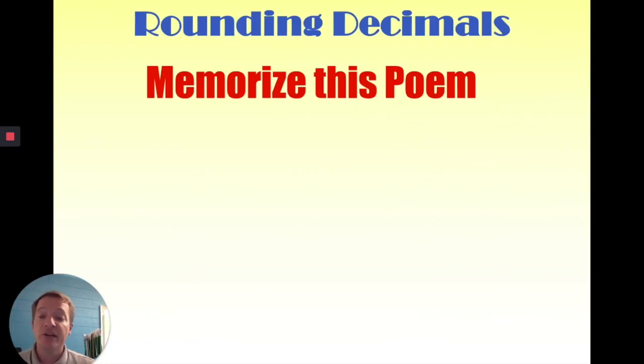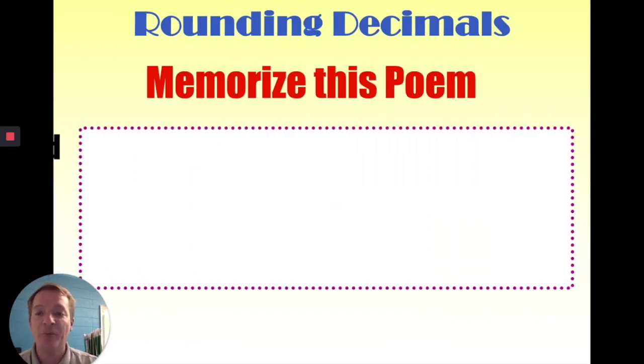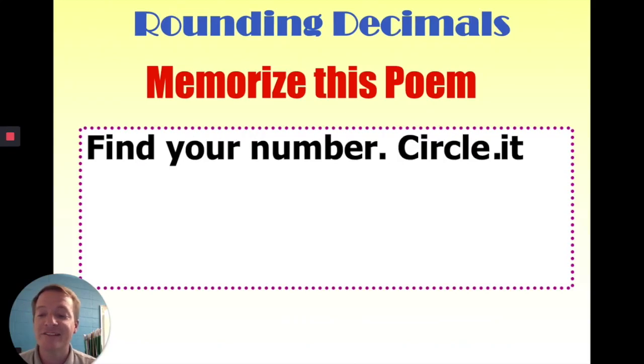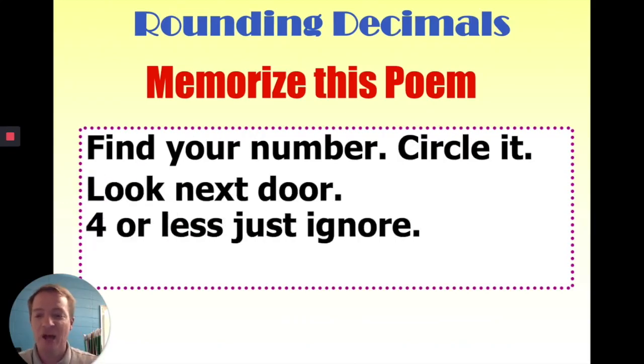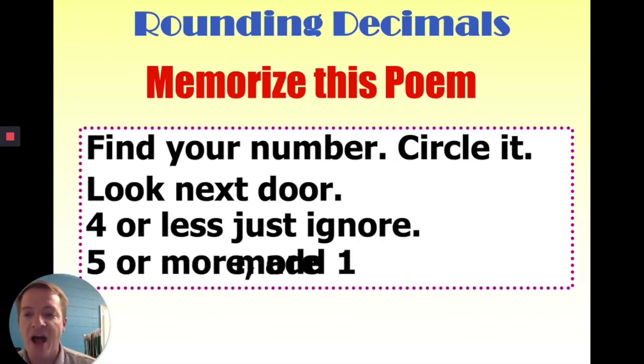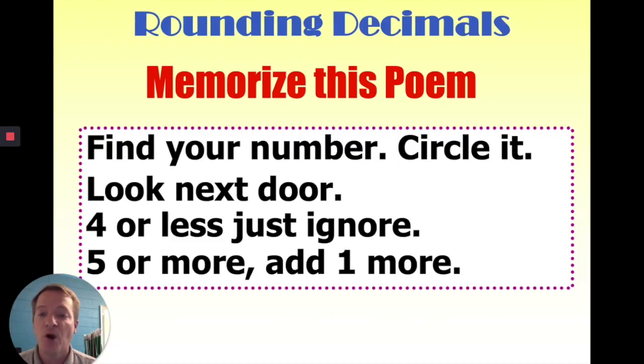Okay, so they're going to give us a poem. The poem's going to help us memorize, or give us a little cheat sheet in our head that we can use to figure out how to round. Find your number, circle it, look next door, 4 or less, just ignore. 5 or more, add 1 more. I'm going to say it one more time. Find your number and circle it, look next door, 4 or less, just ignore. 5 or more, add 1 more.